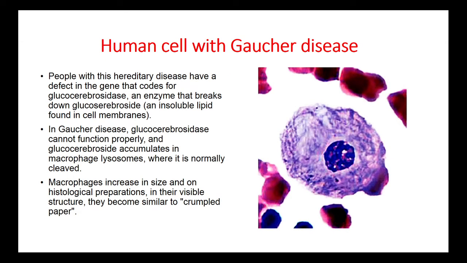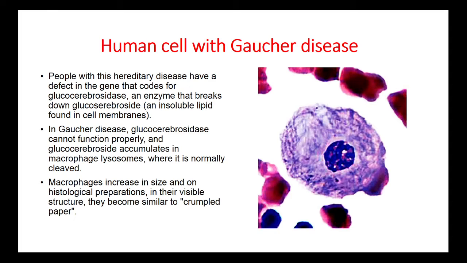And we need to start from an example. It is a human on display, on the slide, a photo of a human cell with Gaucher disease. People with this hereditary disease have a defect of the gene that codes for glucocerebrosidase. It is an enzyme that breaks down glucocerebrosides, an insoluble lipid found in the cell membrane.